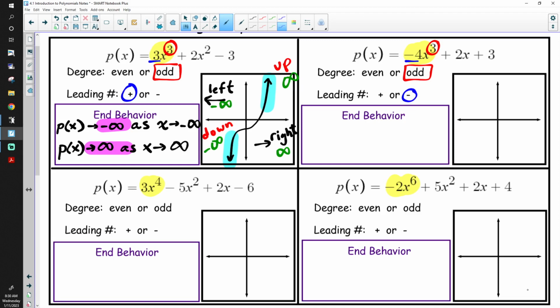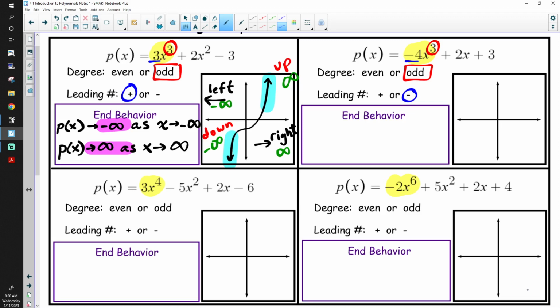So it's almost just like the other one. Now, if this would have been a positive 4, it would have had the same end behavior. We wouldn't have even needed to graph it. Anytime you have an odd degree with a positive number in front, it always goes down on the left, up on the right. So let's see what happens when I make that negative.